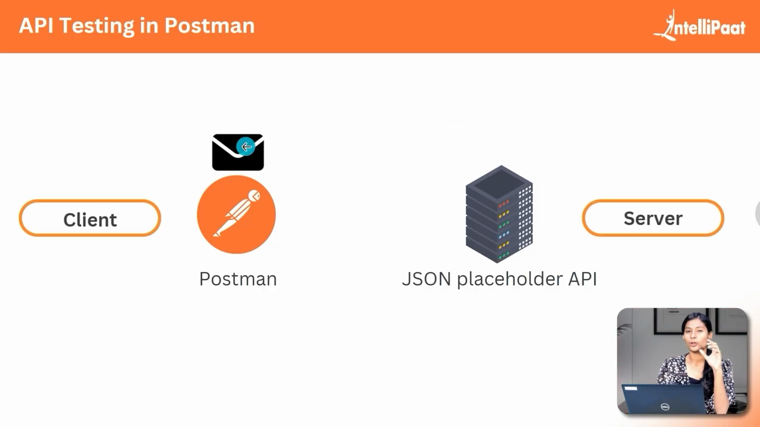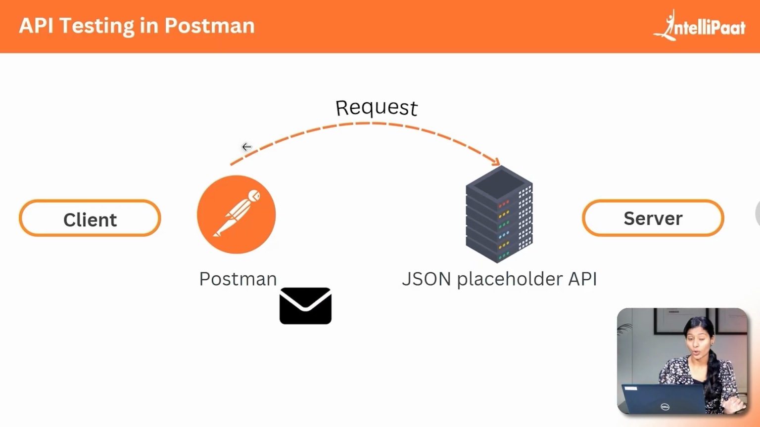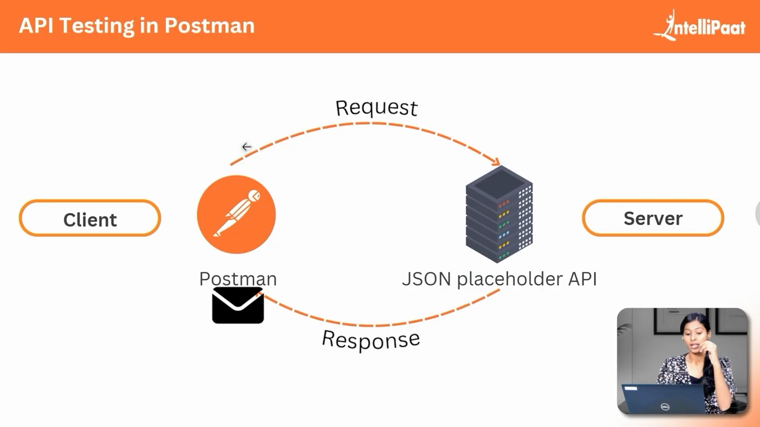Right now, say you have a particular message. Your client, Postman, has a particular message and we're going to send it to our server, which is the JSON Placeholder API. This sending of a message is called the request. You made a request by sending a message to the server. Now, the server processes this request and sends a message back to you, which is known as the response. This is exactly how Postman works in a nutshell.